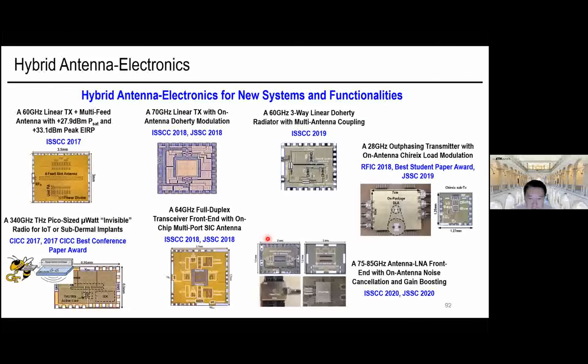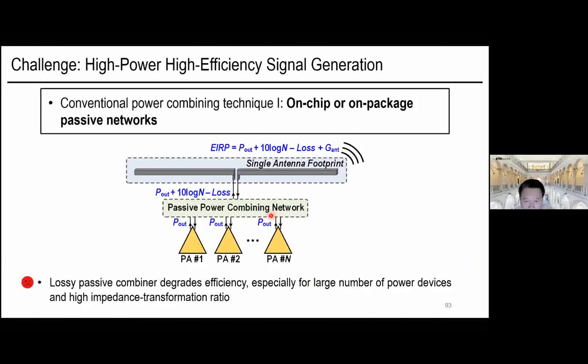So my group has been working on this topic for the past 8 years in many designs. I will walk through some of the designs to show you the new on-antenna functionalities demonstrated by the designs, right? For example, to boost the output power, we can use power combining techniques. The conventional power combining technique is to use an on-chip or on-package passive network to sum the power from multiple devices and deliver them to the same antenna, right? However, such passive combiners are always lossy and they will degrade the efficiency, particularly when we need to sum many power devices altogether. That's the problem.